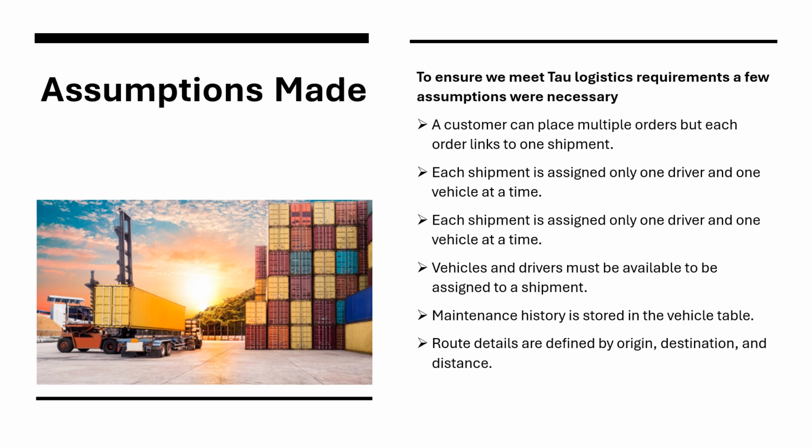To ensure that we meet Tower Logistics requirements, a few assumptions were necessary, such as a customer can place multiple orders, but each order links to one shipment. Each shipment is assigned only one driver and one vehicle at a time. Vehicles and drivers must be available to be assigned to a shipment. Maintenance history is stored in the vehicle table. Then let's go to the next one.